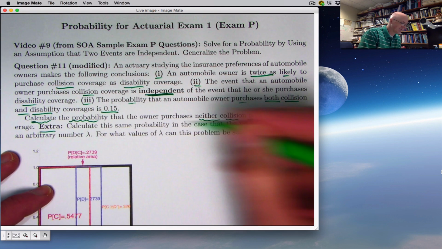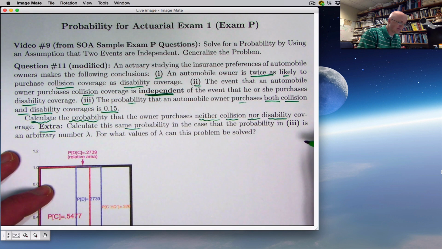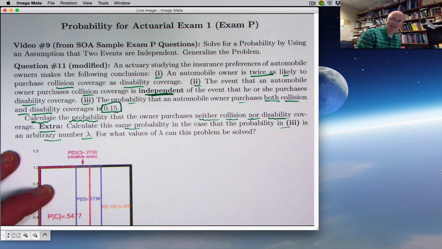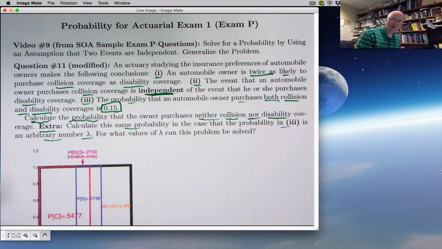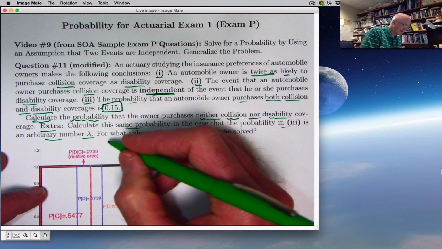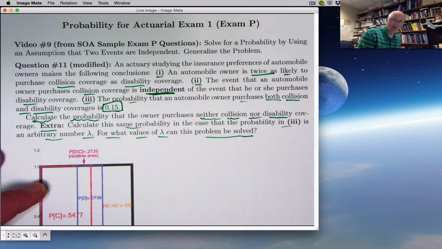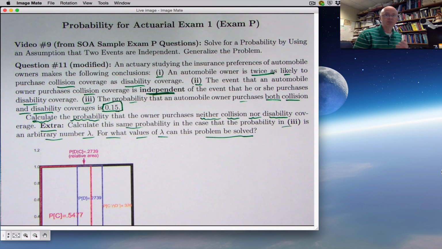And again, here's my extra part. Calculate the same probability of purchasing neither collision nor disability in the case that the probability from part 3, this 0.15, is arbitrary. It's an arbitrary number I'm calling lambda, like I did a couple videos ago to just talk about generalizing problems. Also asking a similar question as back then, for what values of lambda can this problem be solved? Lambda itself being a probability must be between 0 and 1, but as a couple videos ago, lambda could affect the answer as well, and that answer being a probability has to be between 0 and 1, so that could put further restrictions on the value of lambda.